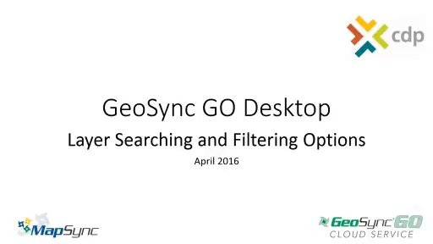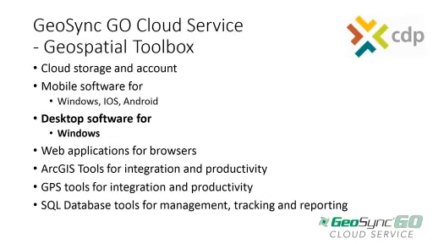This week we're going to look at some functionality from the GeoSync Go desktop, which is layer searching and filtering options. And we're really talking about map layer searching and filtering options. GeoSync Go Cloud service is a geospatial toolbox, so we need to always keep that in mind, that this is a toolbox that is designed to plug into a lot of the functions and work that you already do. The focus today is going to be on the desktop software, which runs on a Windows computer.